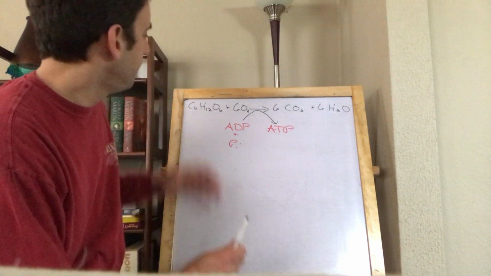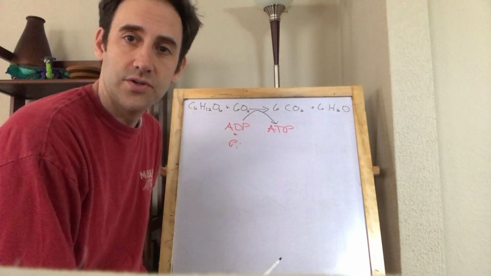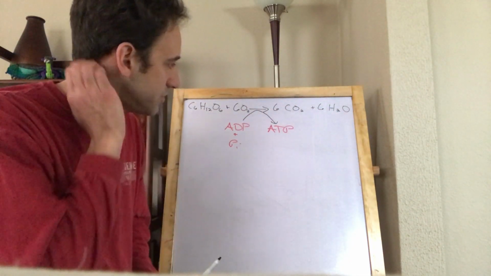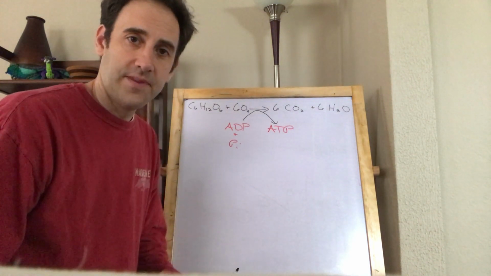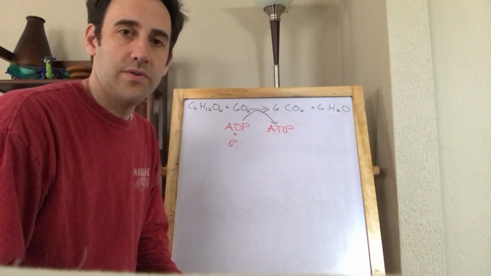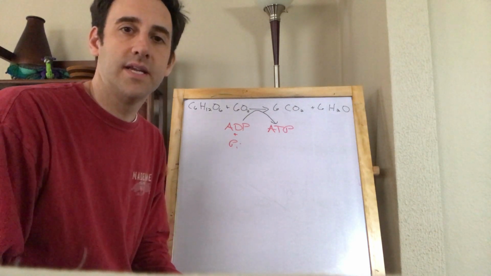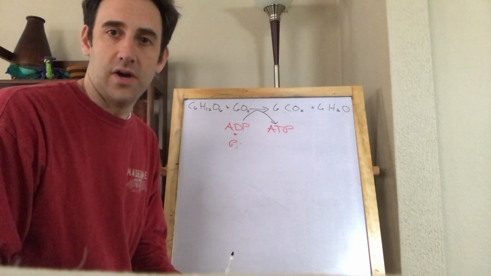So how is it that we break glucose down into carbon dioxide and water to release energy? Well, there's three main processes: glycolysis, the Krebs cycle, and the electron transport chain. There's a handout that you probably want to get out, and I'm going to pause here and switch to a screencast so I can show you what those are.